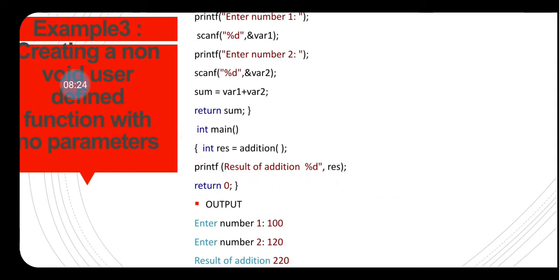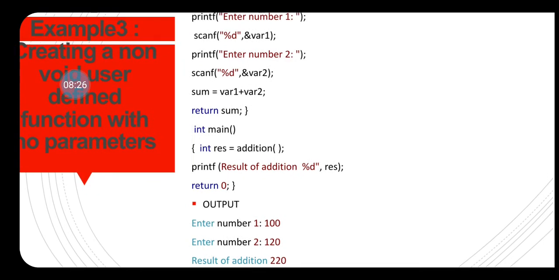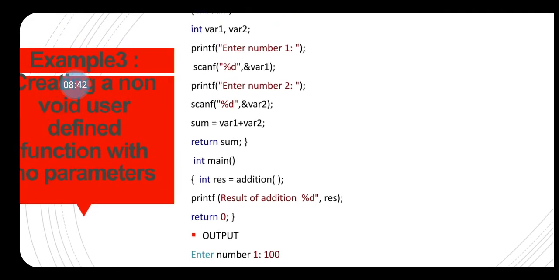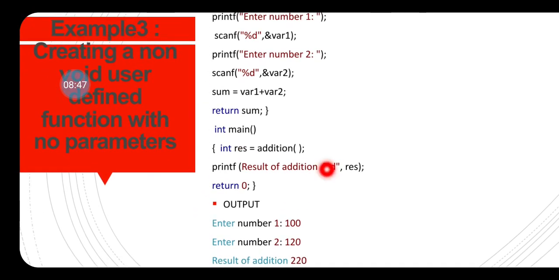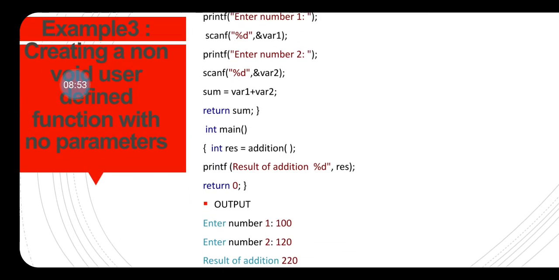So when you execute this program, how will the program be executed? First, it always goes into main. Here in main it sees integer res is equal to addition. It sees the function call, it will go to the definition of the function, then it will execute the first statement, which is printf enter number 1. So you enter the first number, that is 100. As you can see over here, the first number is entered, then it will ask for number 2, enter number 2, then you put the number 2 over here, then it performs the addition and returns the value sum.